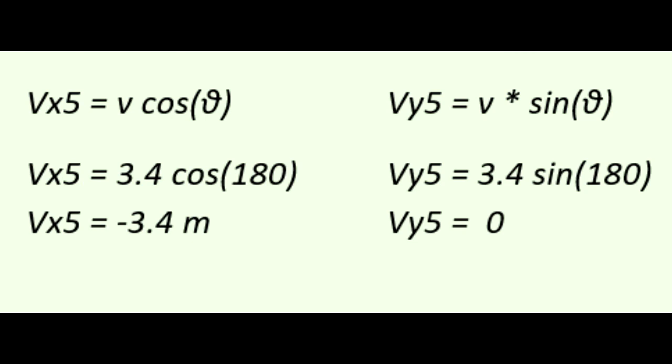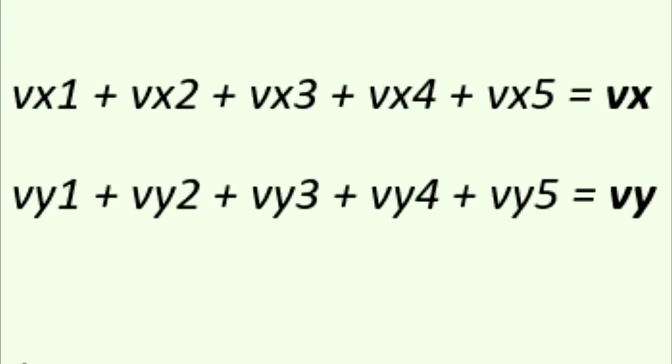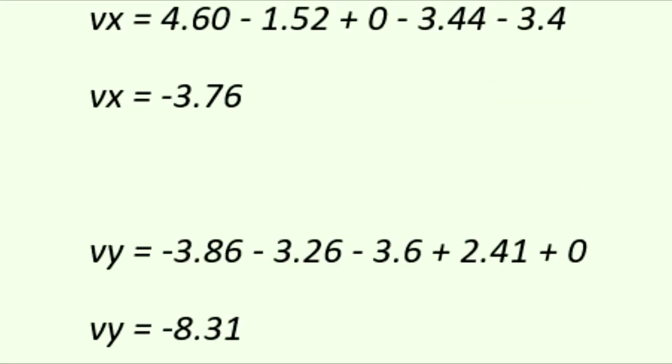Alexander will now obtain his displacement. He then sums all the components. Vx1 plus Vx2 plus Vx3 plus Vx4 plus Vx5 equals Vx. And the same for y. Replacing the values gives Alex Vx equals negative 3.76. Now for y, he replaces the values and it gives him Vy equals negative 8.31.